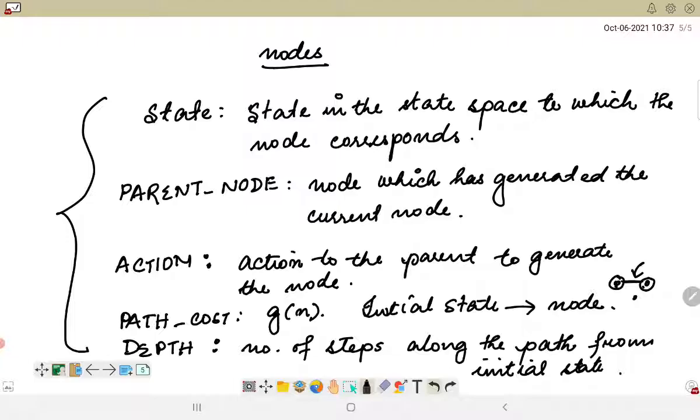And it is important to remember the distinction between nodes and states, because a node is basically a bookkeeping data structure which is used to represent the search tree. A state, on the other hand, corresponds to a configuration of the world. So nodes are on particular paths as defined by parent node pointers, while the states are not, right? Furthermore, two different nodes can contain the same world state. That we will be talking about at some later point of time.